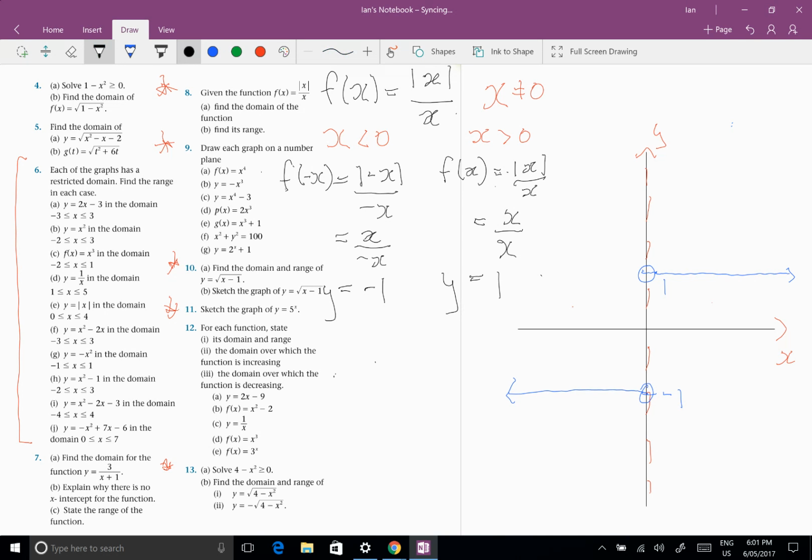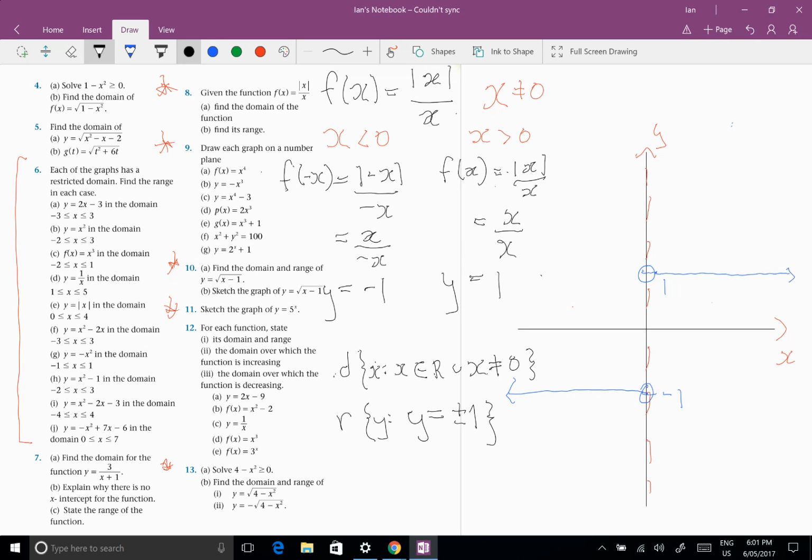So what does that mean? Well, it means that my domain, x, well, x can be anything. X is an element of the real number system, except x cannot equal 0. And the range, or y, only equals 1 or minus 1. Y equals plus or minus 1.